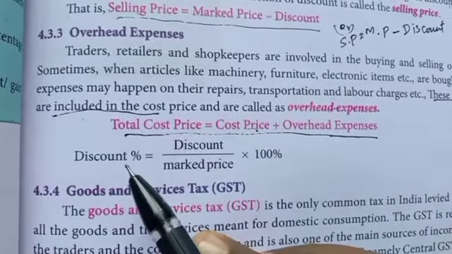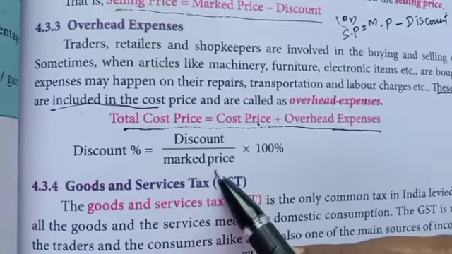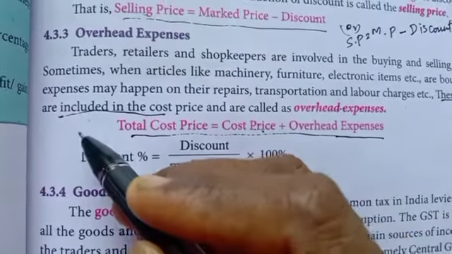Discount percentage is equal to discount by marked price into 100. This is another formula.